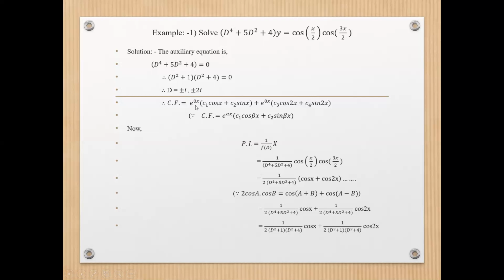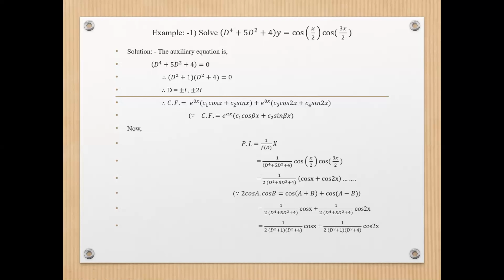So what do we get? e raised to alpha x, c1 cos beta x plus c2 sin beta x. For this root plus minus i, alpha is 0 and beta is 1. So we get CF is equal to e raised to 0x into bracket c1 cos x plus c2 sin x. And this is the term related to the root plus minus i.